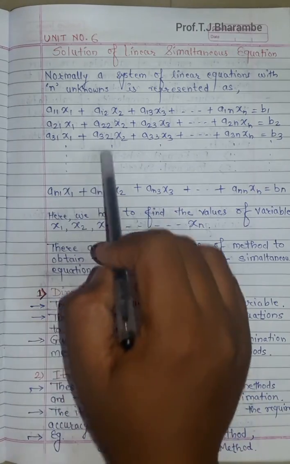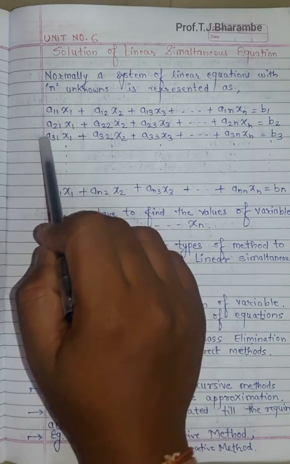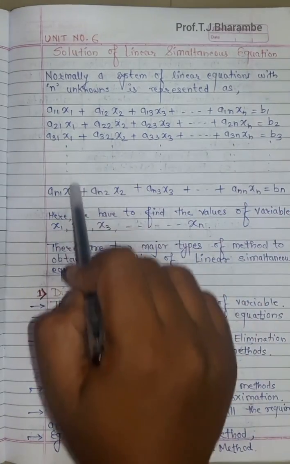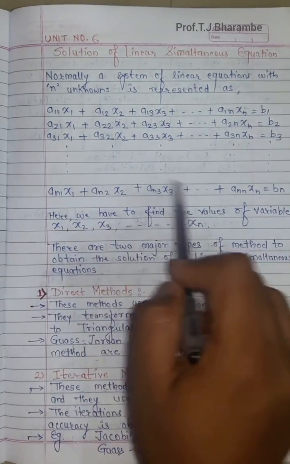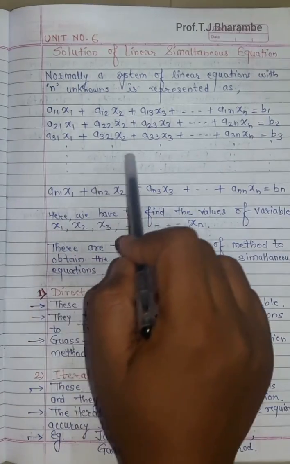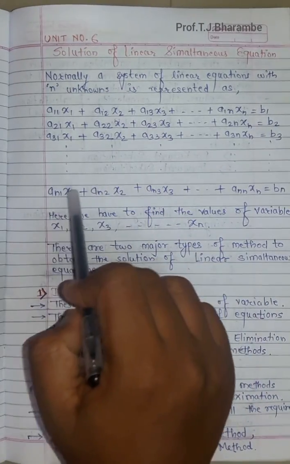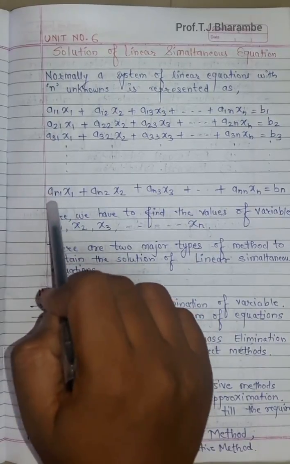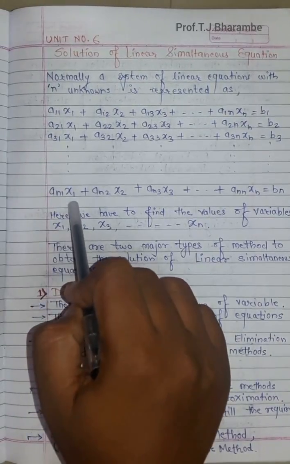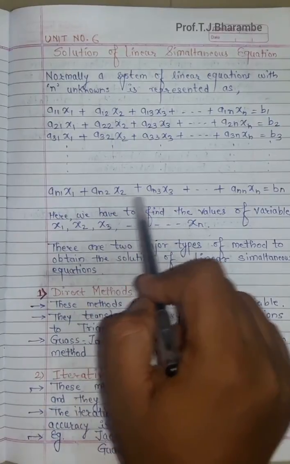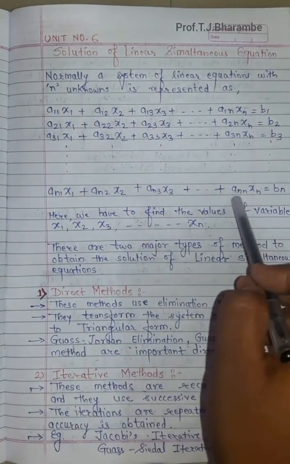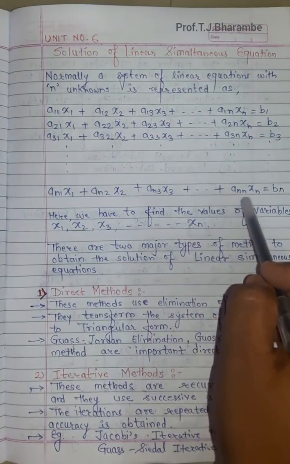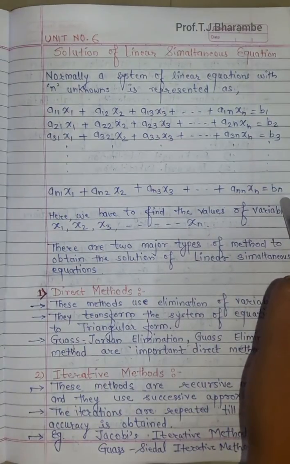So see here, I have written up to the third equation only, and I have directly written the last equation because we cannot write up to the n terms. So I have written the last equation in terms of n, that is an1 x1 plus an2 x2 plus an3 x3 and it continues to the last term, that is ann xn is equal to bn.